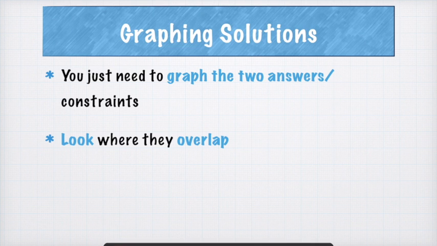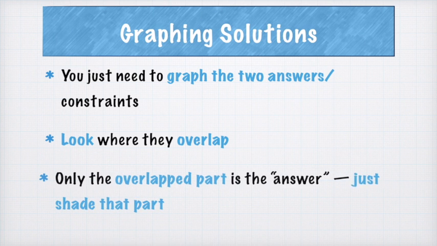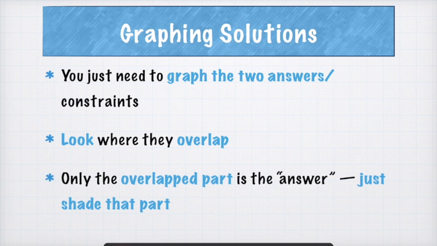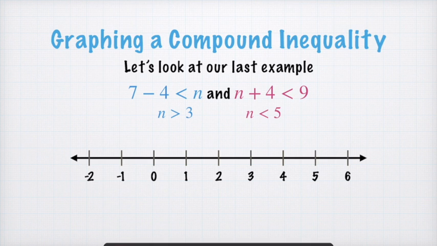So we're going to look for where these two graphs overlap, and they're only going to overlap where the answer is. So wherever they overlap, that's the answer, and we want to color in that part on our graph. We're going to go back to our previous example.